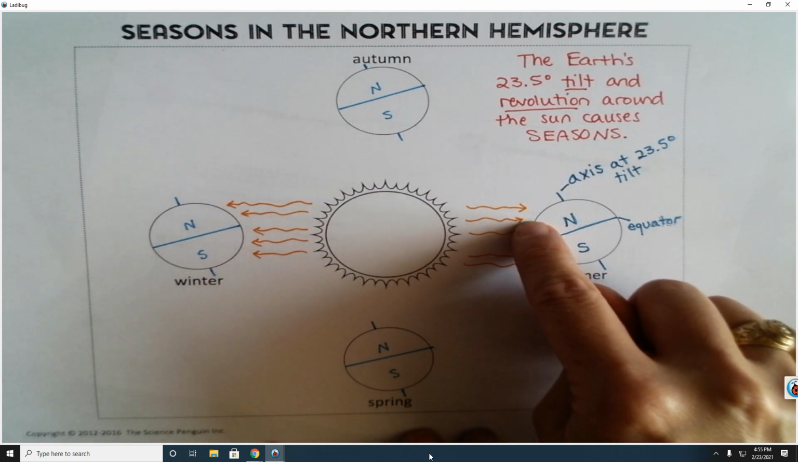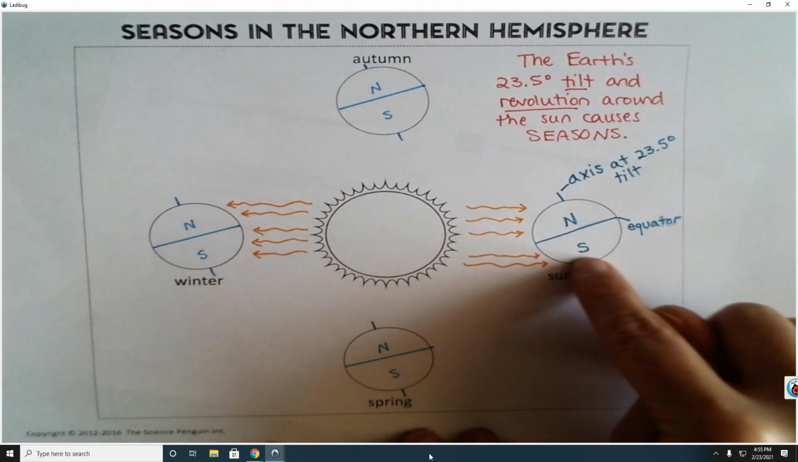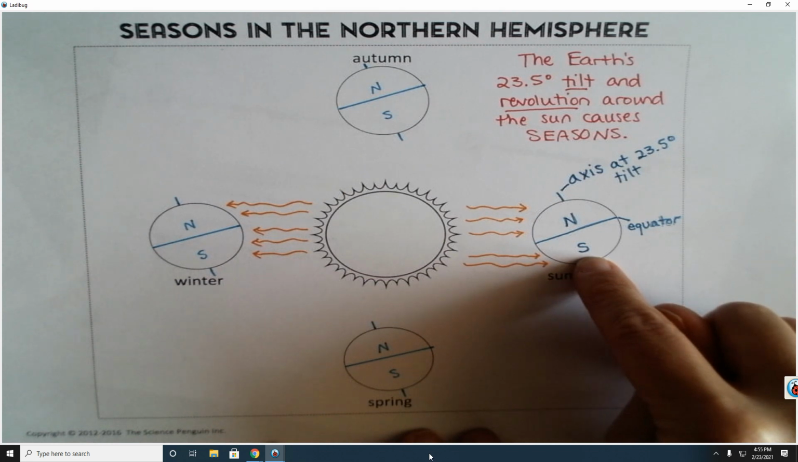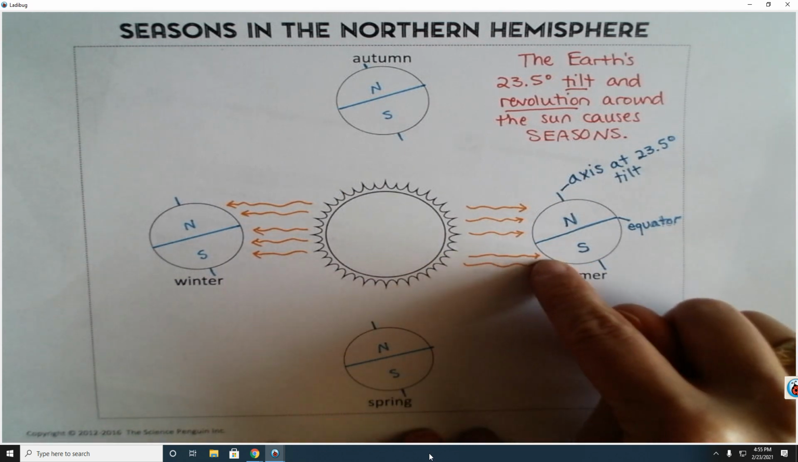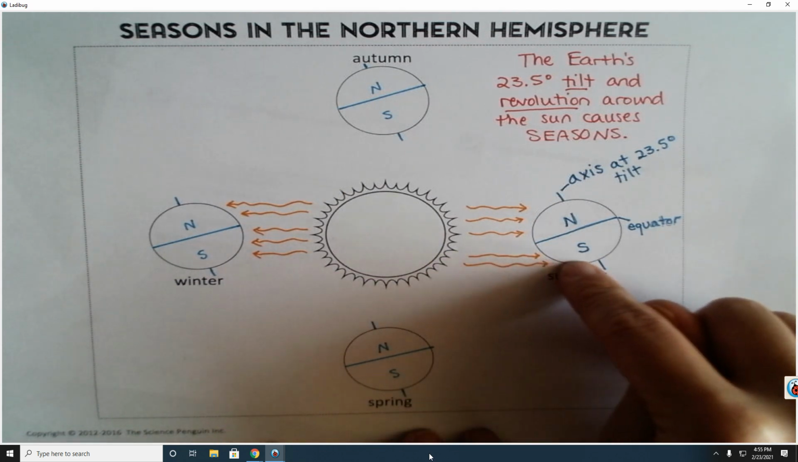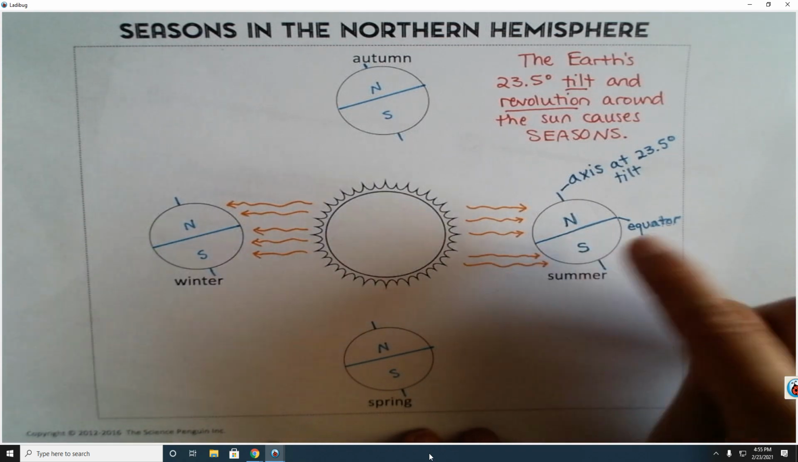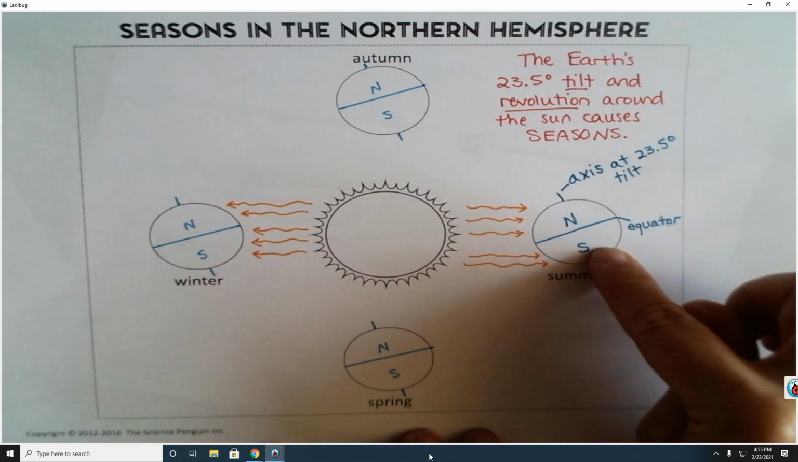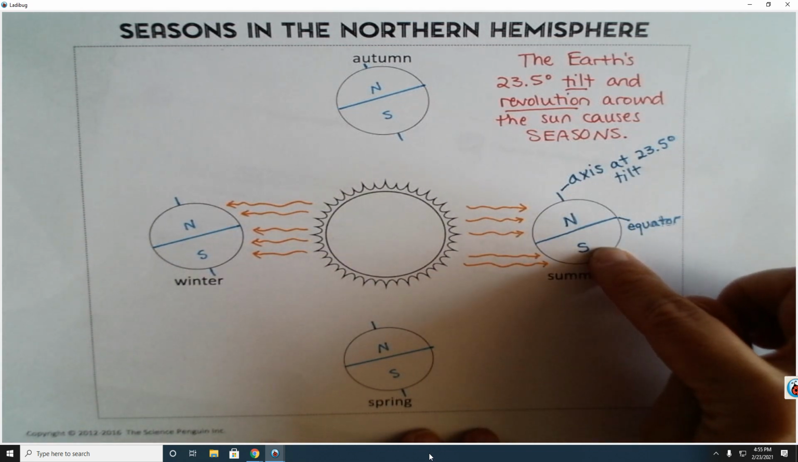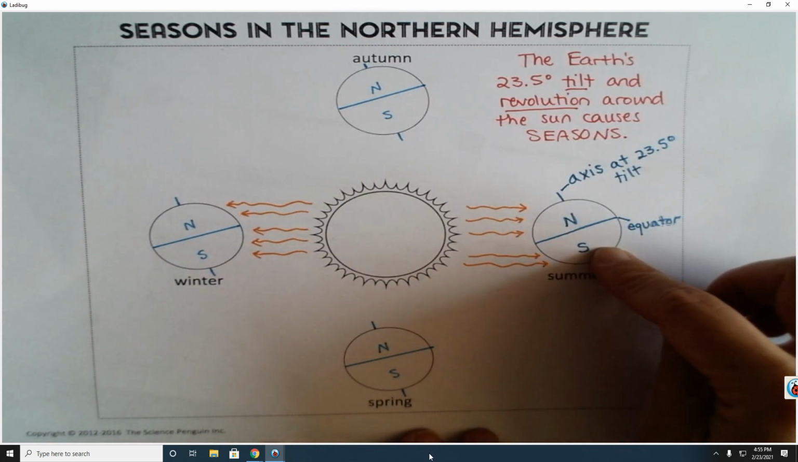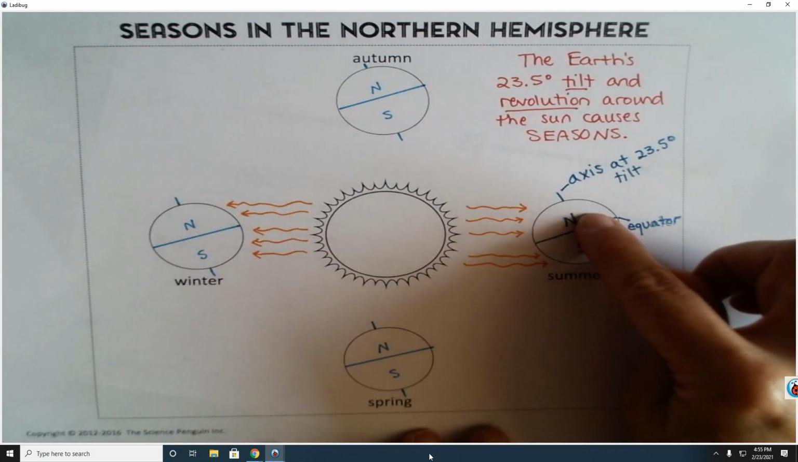Guess what? When we have summer, the southern hemisphere is the opposite. Notice these waves are a little bit longer, so it takes longer for them to get there. Here they're experiencing winter. Okay, so it's just the opposite. So Australia would have winter during June, July, and August, where we are actually experiencing summer.